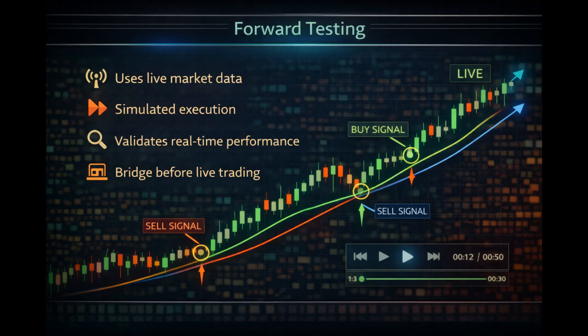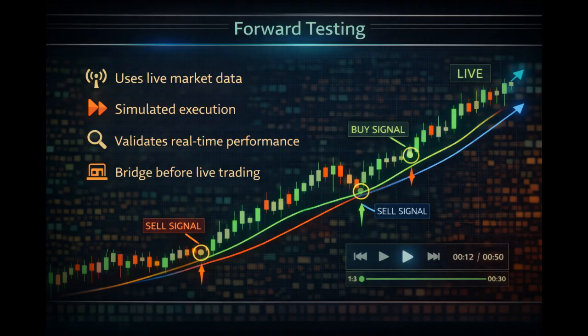Advantages of forward testing. Forward testing provides several important advantages for traders and researchers. Real-time market validation. Forward testing exposes the strategy to live market conditions, allowing traders to evaluate how it performs under current market dynamics. Detection of strategy weaknesses. Forward testing can reveal weaknesses that were not visible during backtesting, such as excessive signals during low volatility markets.